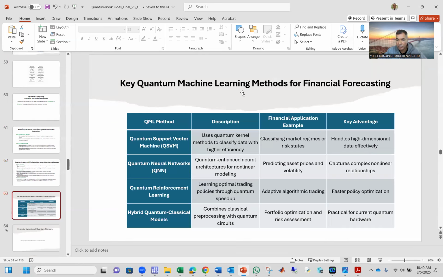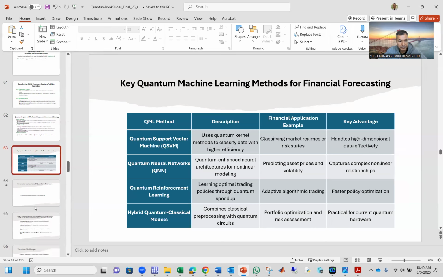Over here, I have a key quantum machine learning method in finance. I explained that if you are in an AI class, quantum support vector machines use a quantum kernel. And this is the example. The advantage is handling high dimensional data effectively. Now, hybrid quantum classical models combine classical processes with quantum circuits and are practical for current quantum hardware.